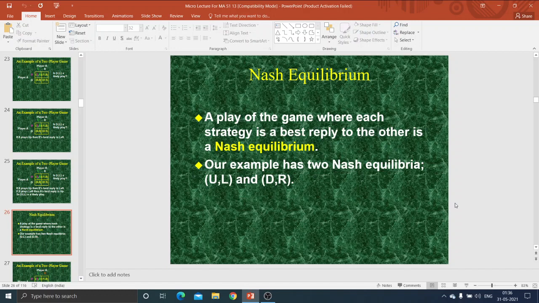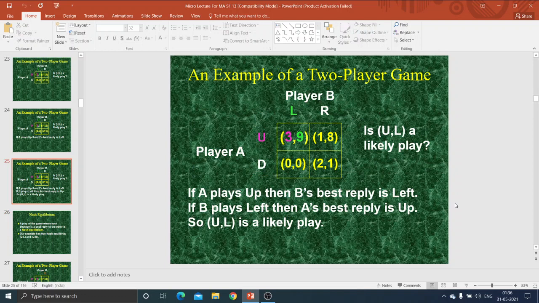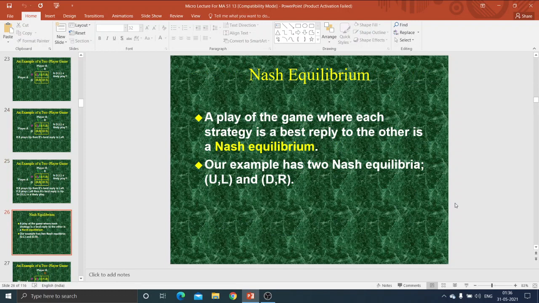Therefore, a play of a game where each strategy is a best reply to the other is a Nash equilibrium. We immediately came to the conclusion that if it is a finite game, as this payoff matrix shows, you have only 4 moves, a combination of 4 strategies, therefore you have at least one equilibrium. In Nash's 1951 paper, especially the two-person game paper, he demonstrated that any finite game always has a solution. So only finite games have a solution; if it is an infinite game, no solution.